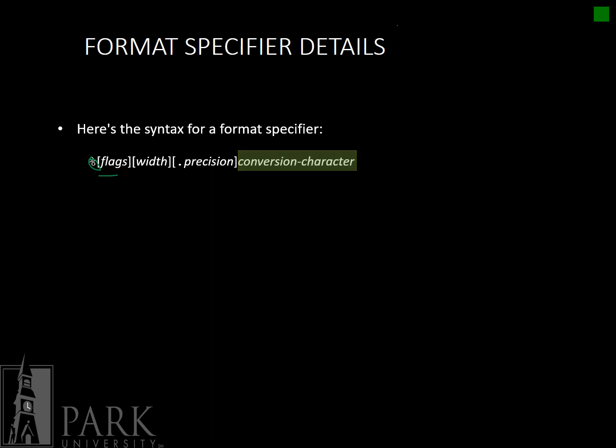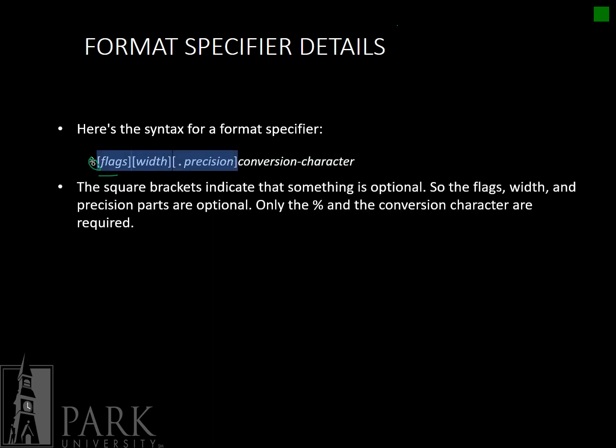Now, the square brackets here tell us that these things are optional. We don't have to have them. The only things that we have to have with a format specifier is the percent sign and the conversion character. Okay? So I just said that.